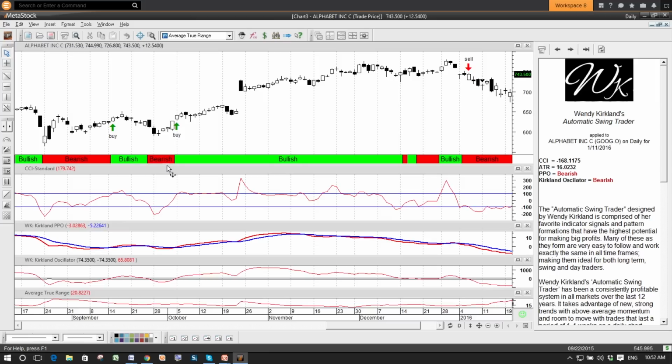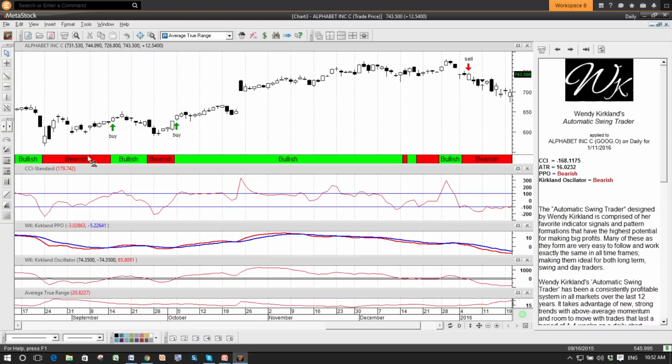Okay. The first thing, and I do want to note, is that everything I'm going to show you is fully automatic. All of the buy and sell signals are already on the chart, based on the indicators. You don't necessarily need to know what they're doing, but I think it helps to understand what they're doing. So I'm going to walk you through what they're doing.